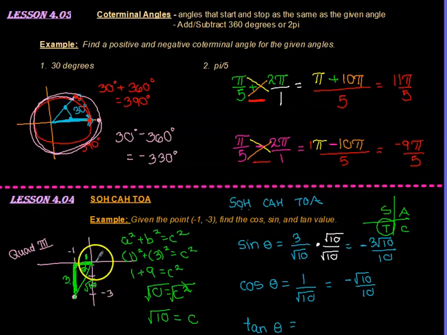Okay, so tangent equals opposite over adjacent. So my opposite side is 3, my adjacent side is 1, so 3 over 1 is just 3. So there's your sine, cosine, and tangent values.